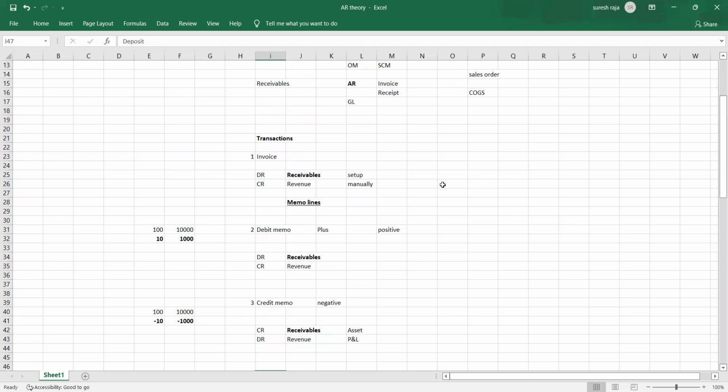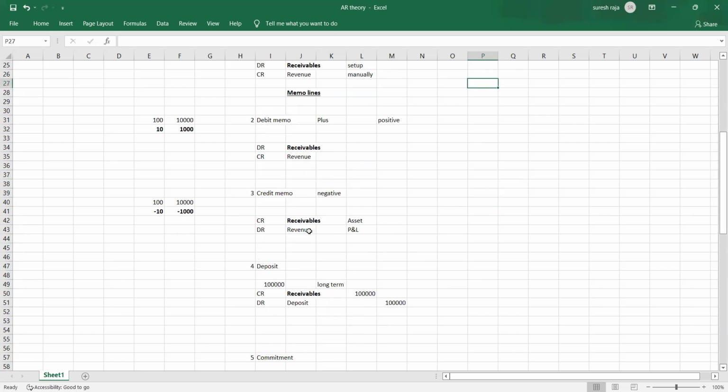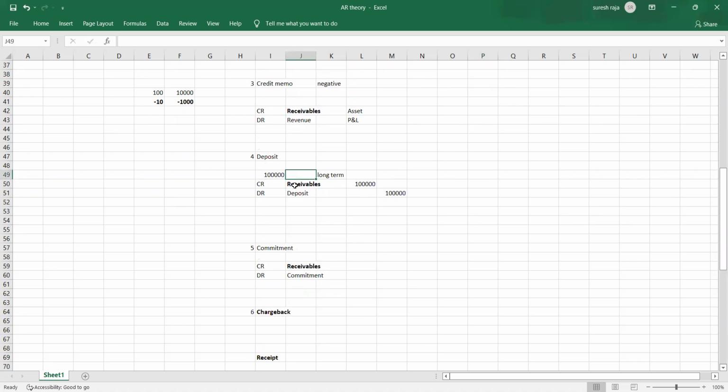In AP, there is an advance called prepayment. What is deposit in Oracle AR? There are two types, deposit and commitment. What is the difference? Any idea? Any basic example you think? Deposit and commitment, both have the same logic. You receive something from the customer for starting a business with you.